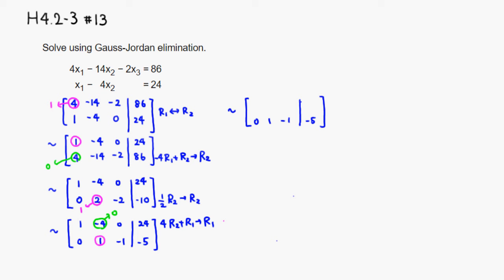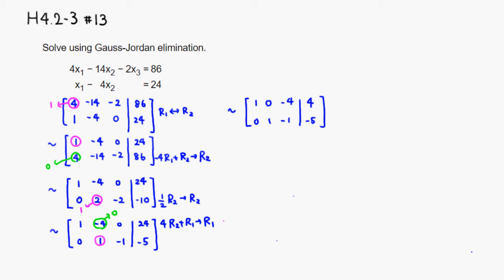This 1 doesn't change. 1 times 4 added to negative 4 is 0. Negative 1 times 4, negative 4, added to 0 is negative 4. Negative 5 times 4 is negative 20, added to 24 is positive 4. So this is in reduced form.